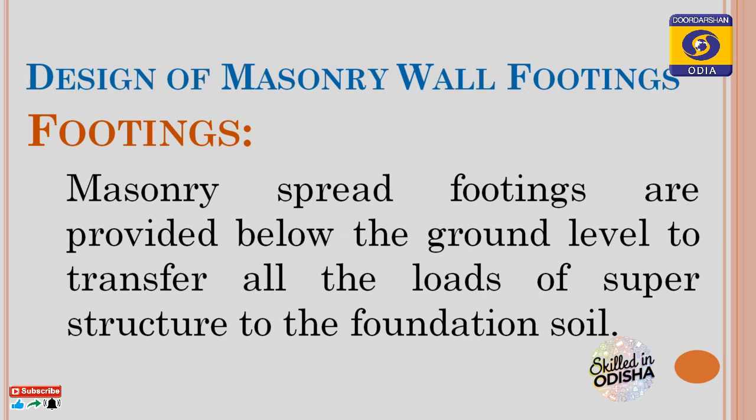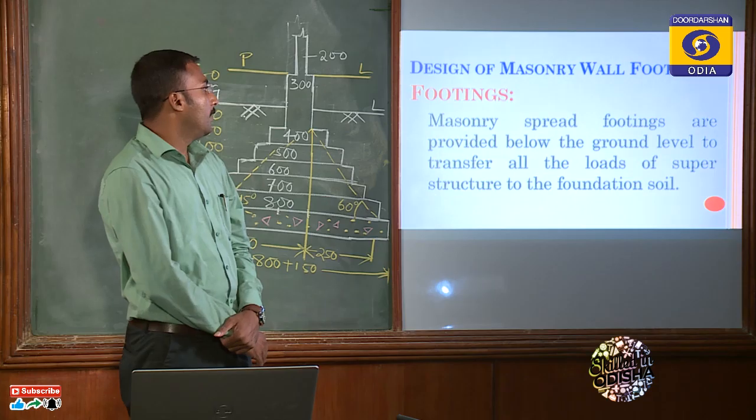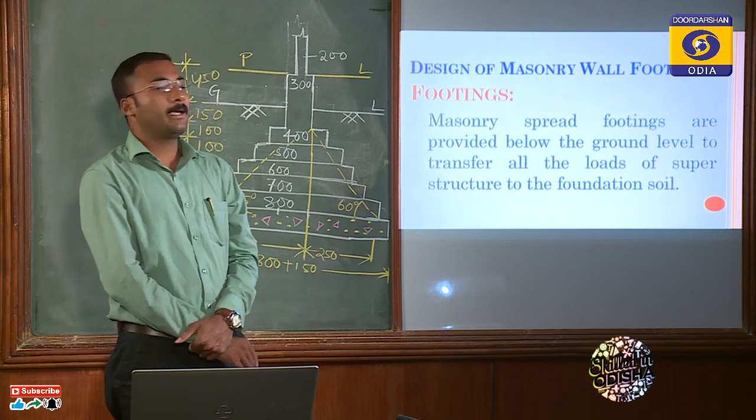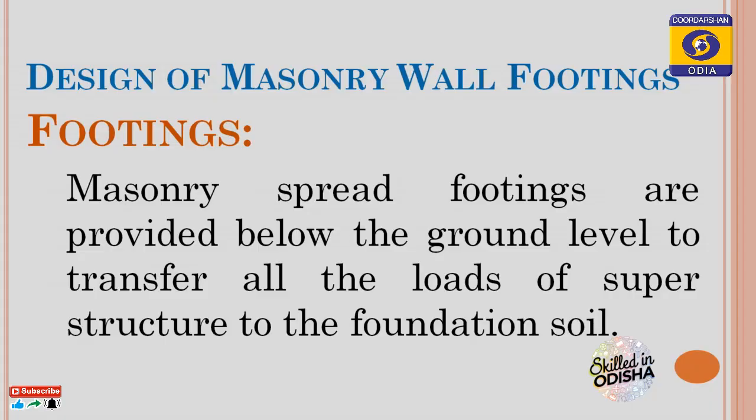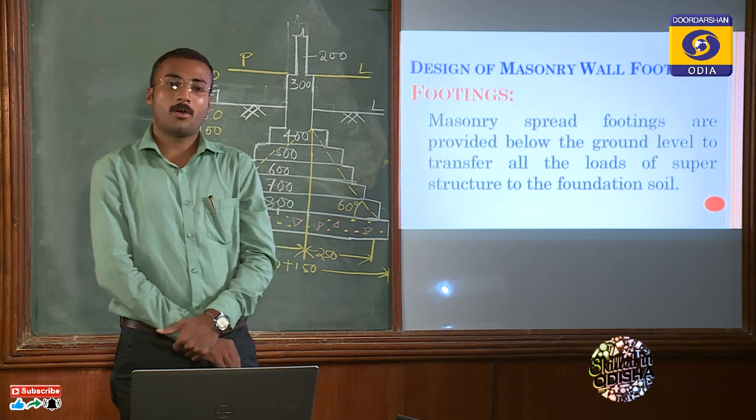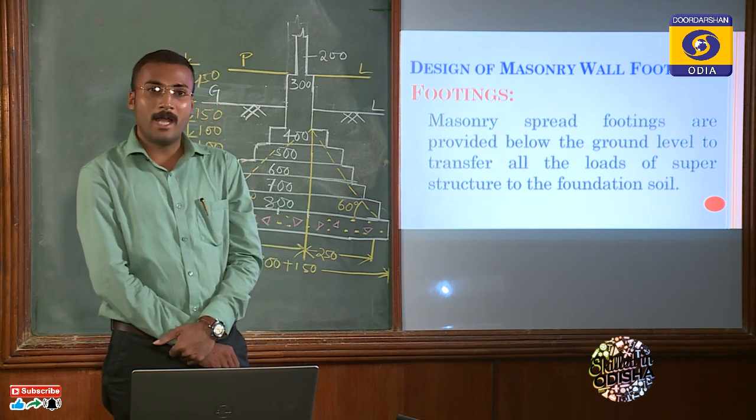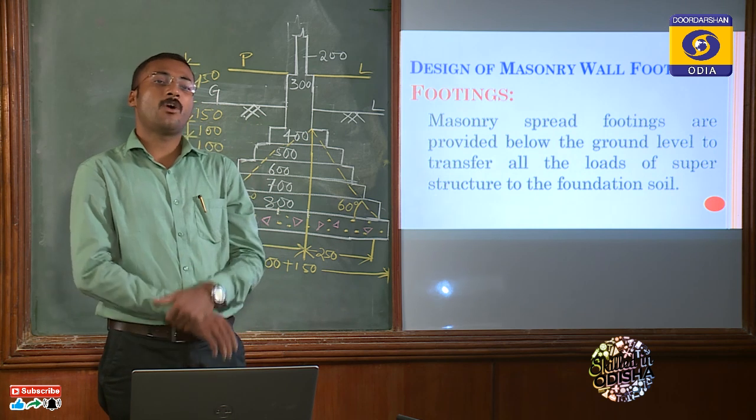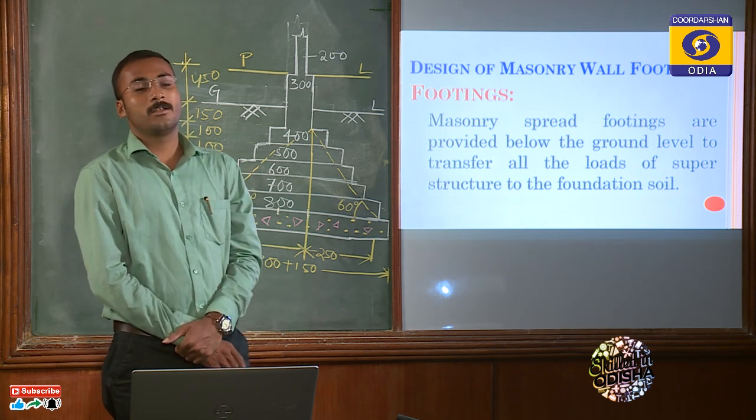So what do we mean by masonry wall footing? Masonry spread footings are provided below the ground level to transfer all the loads of the superstructure to the foundation soil. That means the load coming from the slab through the columns and the load bearing walls are transferred to the soil by means of these footings.